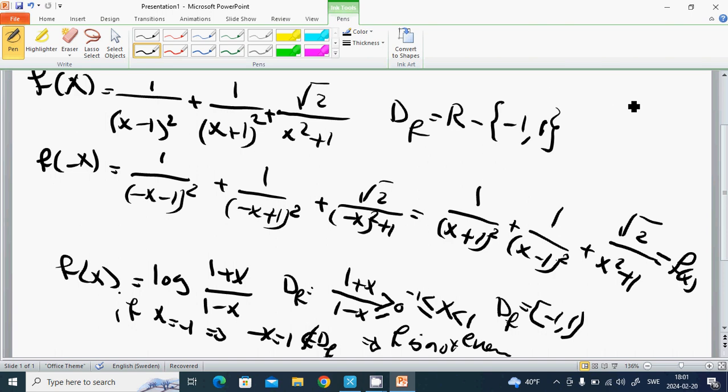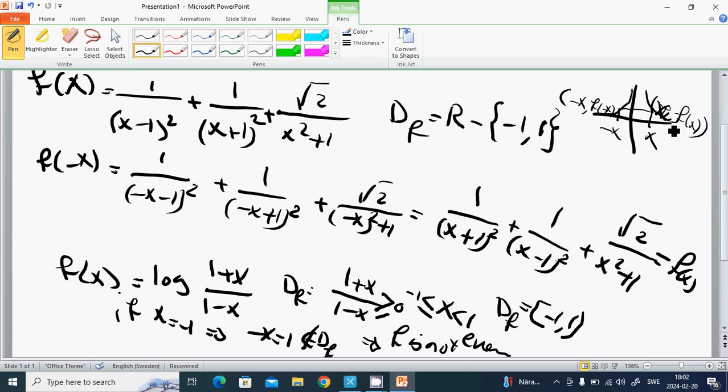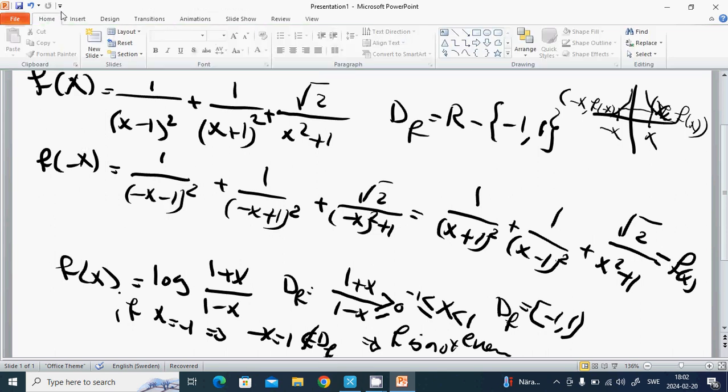In the form of a diagram, we have those functions, and we have x here and we have minus x, and they have the same value. It is minus x, f of minus x, and it is x, f of x. Okay. The next is odd functions.